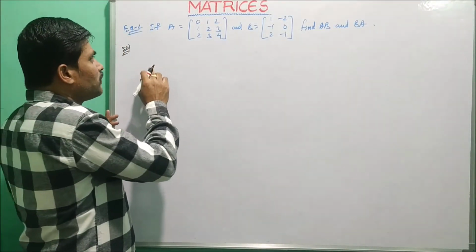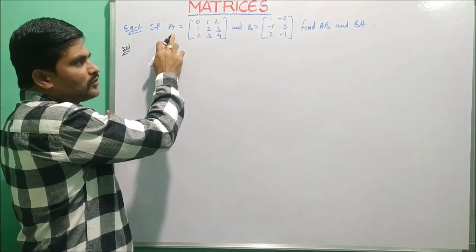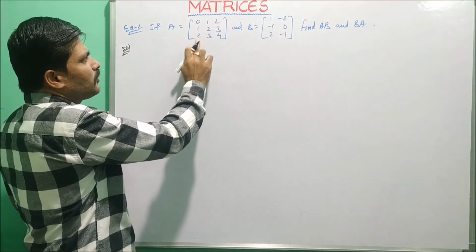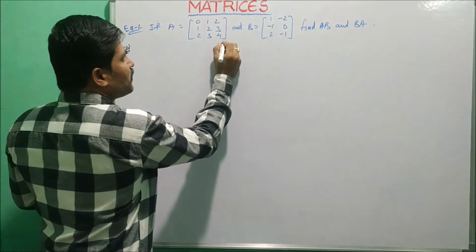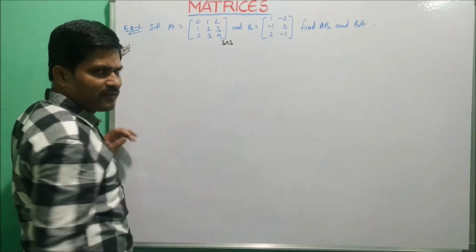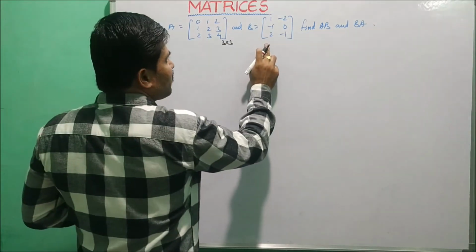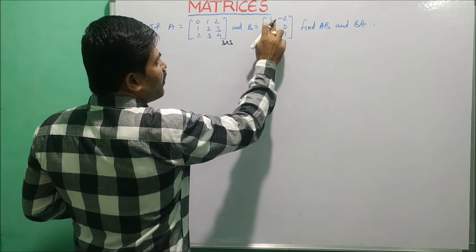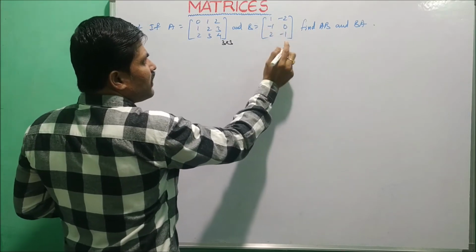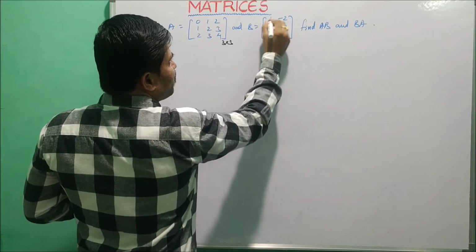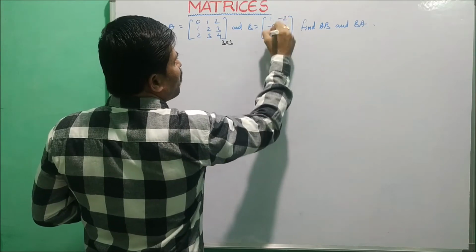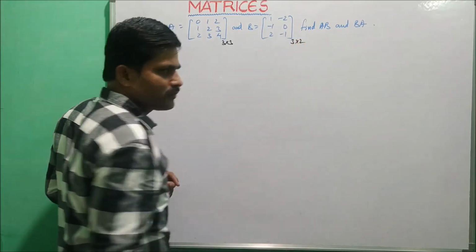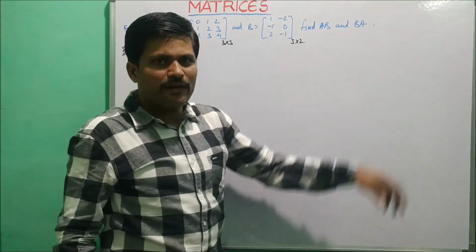Now the second example. If A equals the matrix 0, 1, 2, 1, 2, 3, 2, 3, 4, clearly we observe the order of the matrix is 3 by 3. The second matrix B equals 1, -2, -1, 0, 2, -1. Here the number of rows is 3 and the number of columns is 2, so the order is 3 by 2. Find AB and BA.